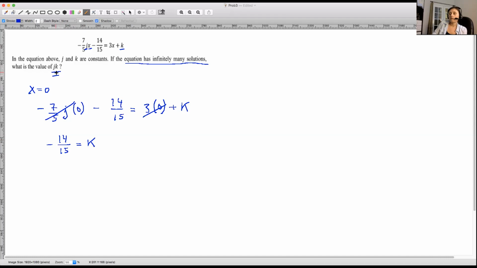Now we need to find j. Again, because we have infinitely many solutions, we can set x to anything else. But now we cannot set x to 0, because if we set x to 0, j will just disappear again, and we can't solve for j. So now I'm going to pick another value for x that would work with j.